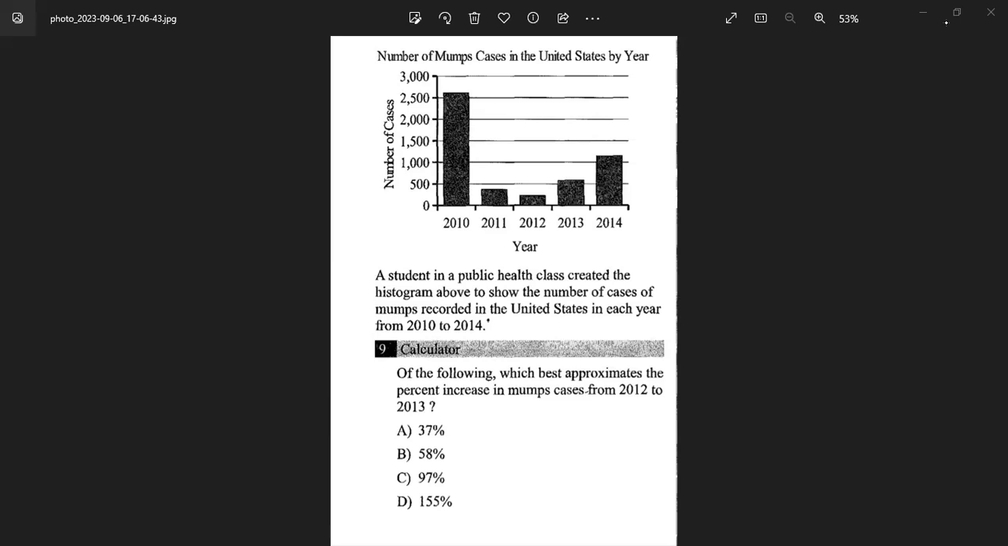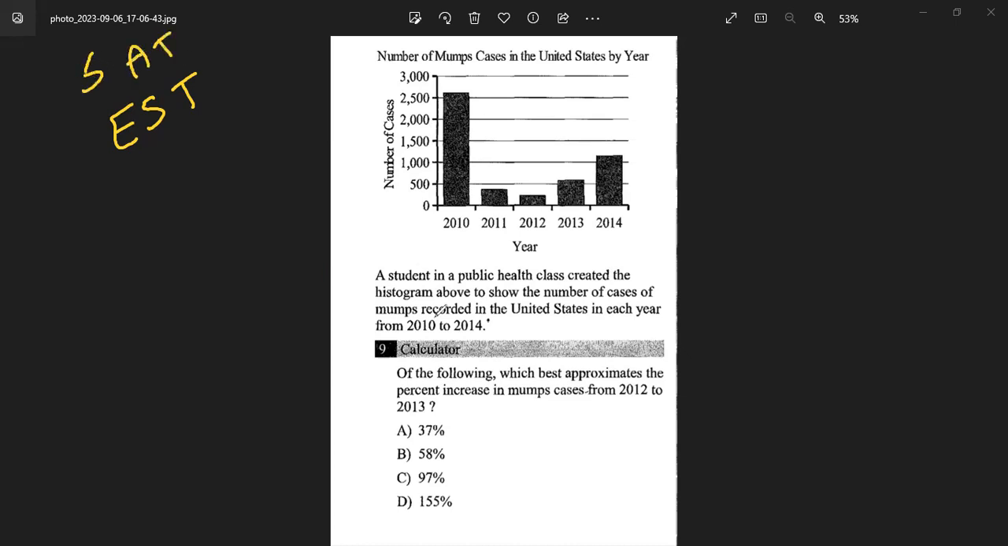We have another request from one of my students in the Telegram group. It also comes from a PWN book, this book for ACT, sorry, for SAT, and you can use it for ACT as well.